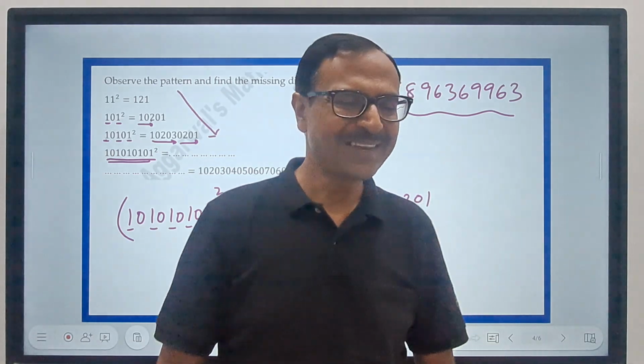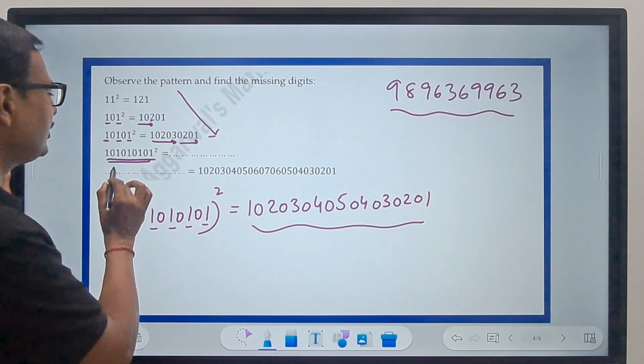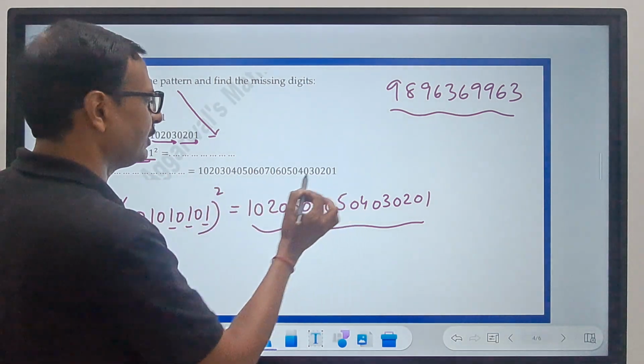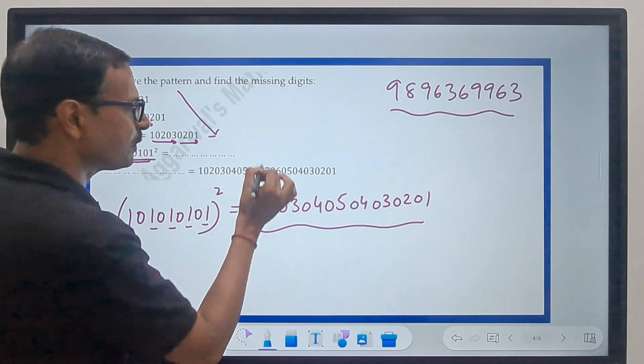Look for them. Okay, we have another blank here. So we need to find which number's square is this big number. So I just need to check up to what number I have gone in the first part of the answer.